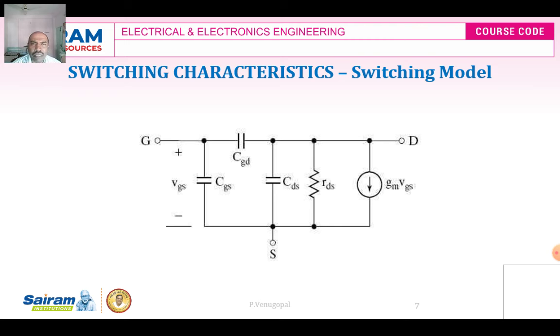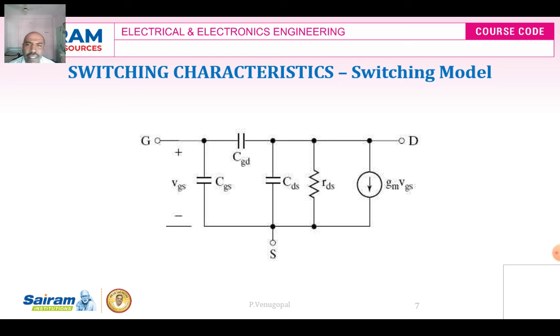Here we have the switching model with transconductance. The gate is the input terminal, or the control terminal, for the power MOSFET. So it is acting as an input, and the drain is acting as an output. The source is common for both the gate and the drain regions.